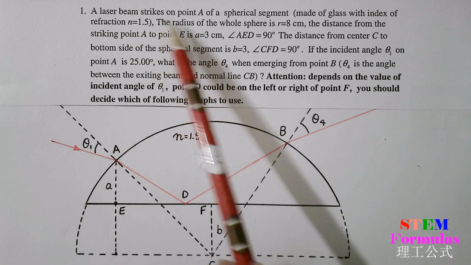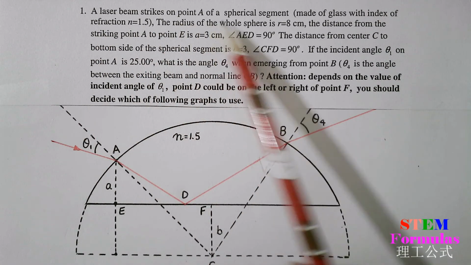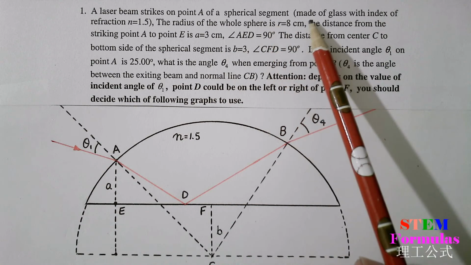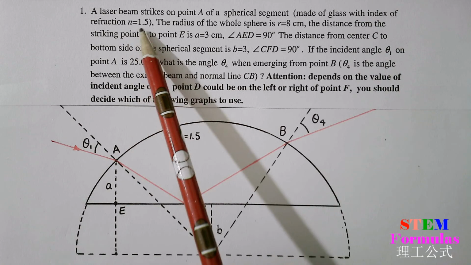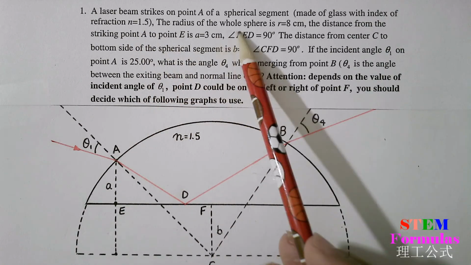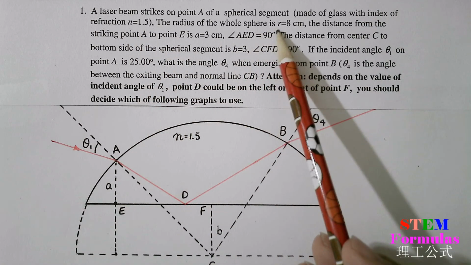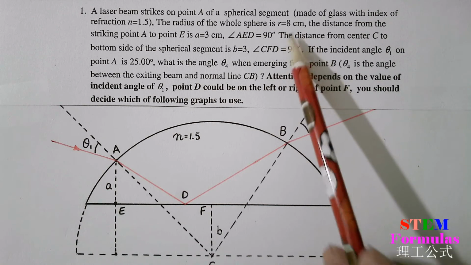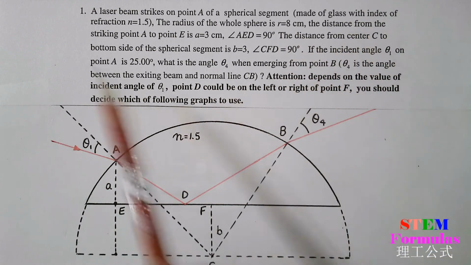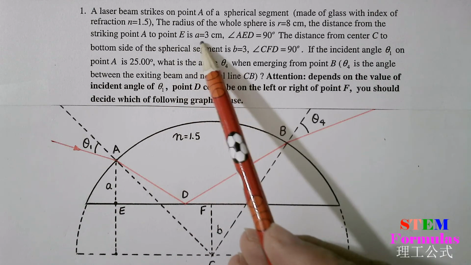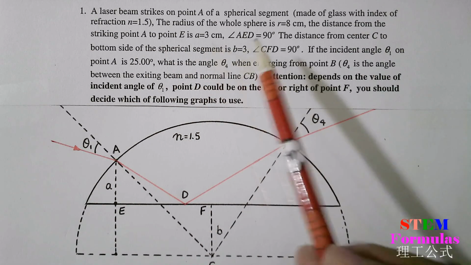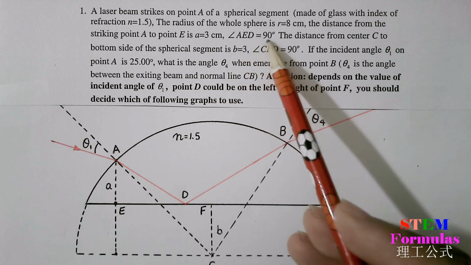A laser beam strikes point A of a spherical segment made of glass with index of refraction n equal to 1.5. The radius of the whole sphere is r equals 8 centimeters. The distance from striking point A to point E, call it a, equals 3 centimeters. Angle AED equals 90 degrees.